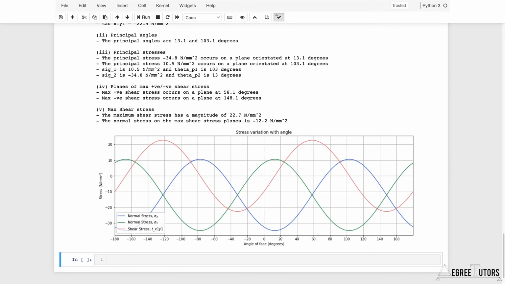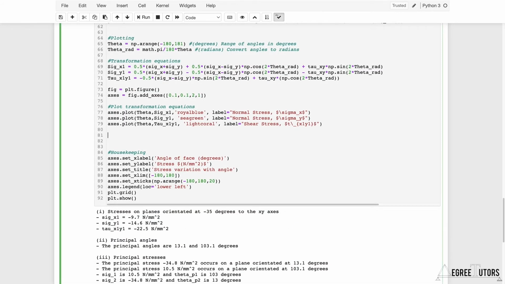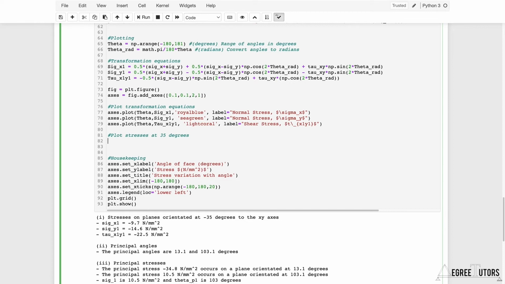Now let's start plotting on some values. I want to plot the stresses at 35 degrees. So I'm going to bring in code sort of line by line here. After I've plotted my transformation equations, I'm going to come along and plot. Let me just bring the code in. The reason I'm not typing this out is because I'm bound to make a mistake. So what have I got here? I've got axes.plot, and I'm plotting a vertical guideline at 35 degrees.